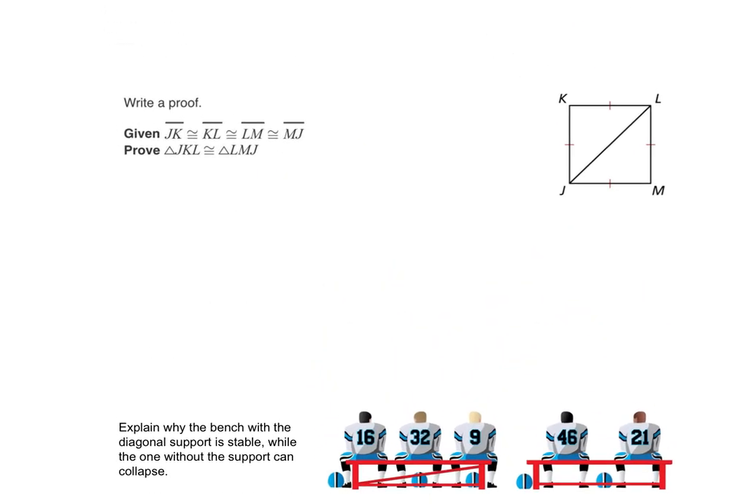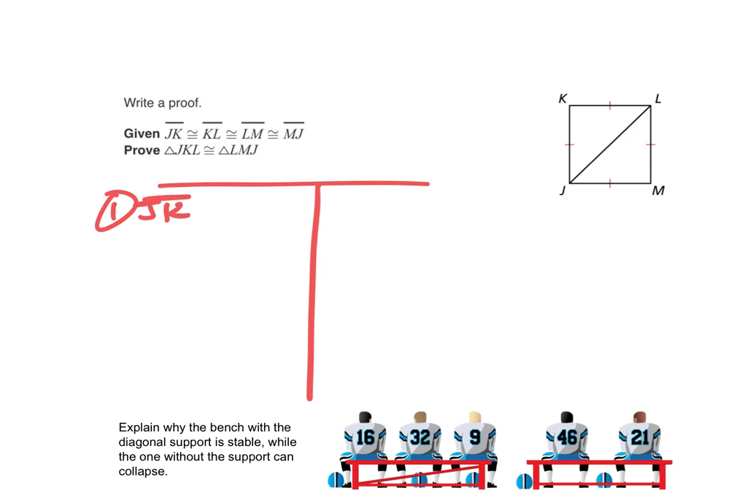Once again, write a proof. So what we want this to look like is a two-column proof. First step's always what? Given. Okay? It's always given. You can separate this into two steps if you want to.